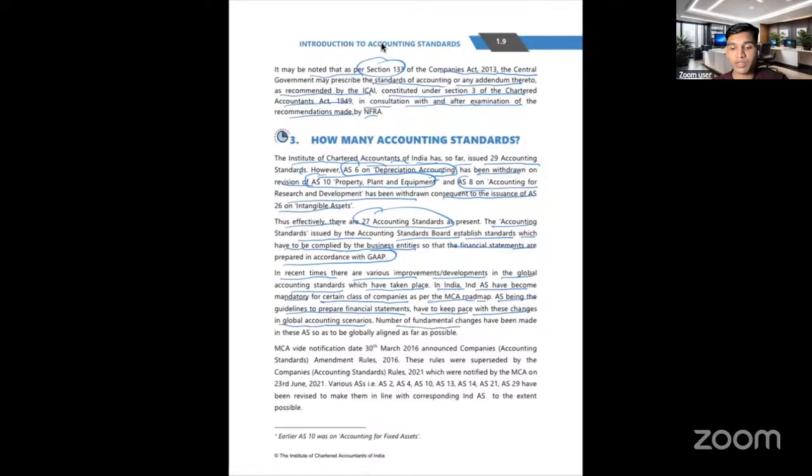A number of fundamental changes have been made in this area so as to be globally aligned as far as possible. The MCA notification dated 30th March 2016 announced the Companies (Accounting Standards) Amendment Rules 2016. These rules were superseded by the Companies (Accounting Standards) Rules 2021, which were notified by the MCA on 23rd June 2021. Various accounting standards such as AS2, AS4, AS10, AS13, AS14, AS21 have been revised to make them in line with the corresponding Ind AS to the extent possible.